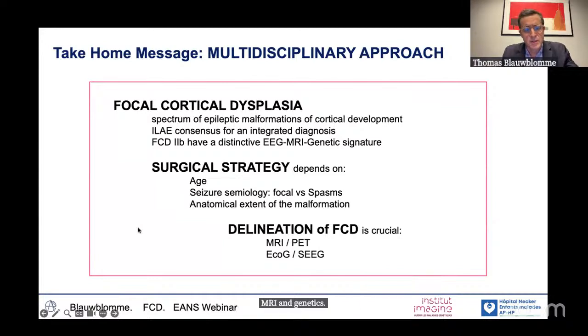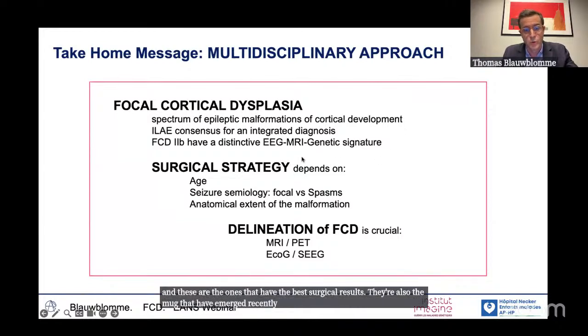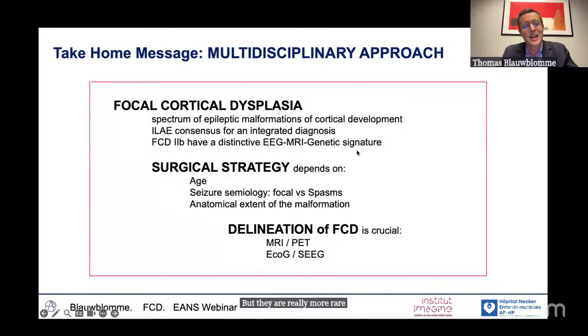The only subtype that really has a distinctive EEG, MRI, genetic signature is the FCD type 2B, and these are the ones that have the best surgical results. There are also the MOG that have emerged recently, but they are really more rare and less characteristic in their presentation.